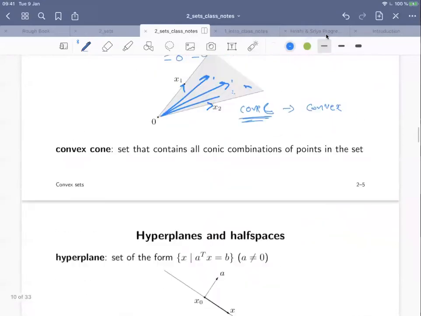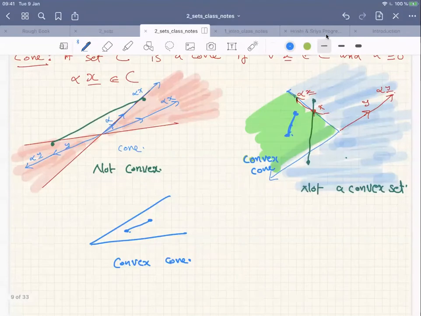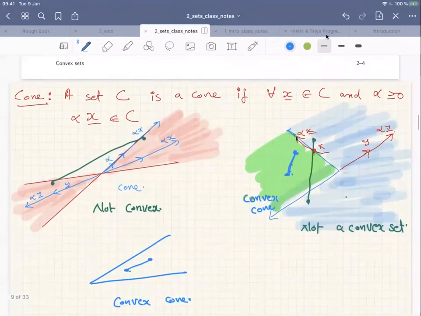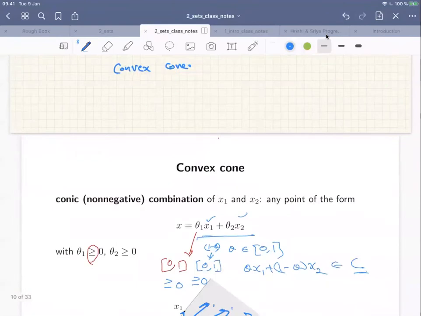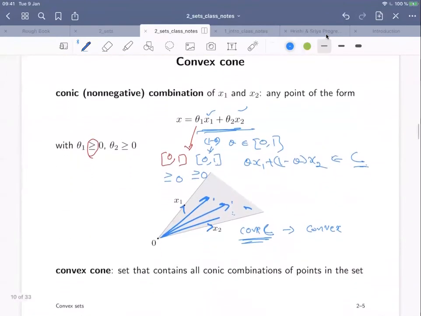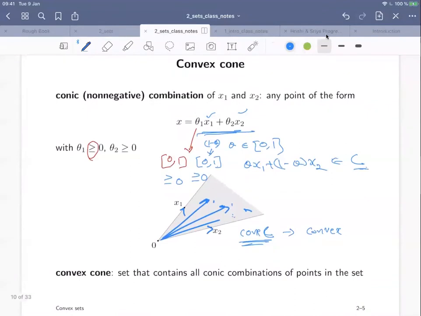So the moral, or conclusion, is that not all cones are convex, but the cones defined in this way, where we say that it is a set which contains all the conic combinations of points in the set, that sort of cones are convex.